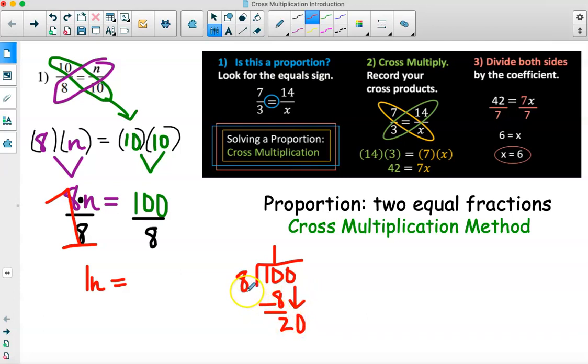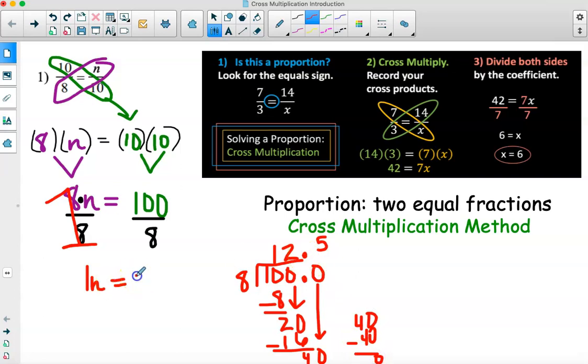Now I can ask, how many times does 8 go into 20? 2 times. 8 times 2 is 16. 20 minus 16 is 4. I'm going to have to add a decimal above, and then add a 0. 8 goes into 40 5 times. And I'm out of room, but I'll just write this over to the side. 40 minus 40 gives us 0.